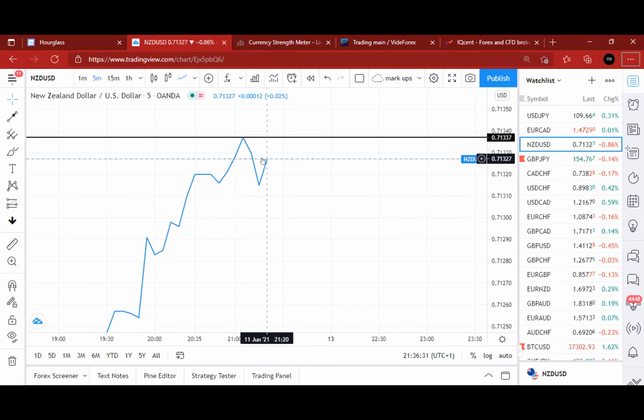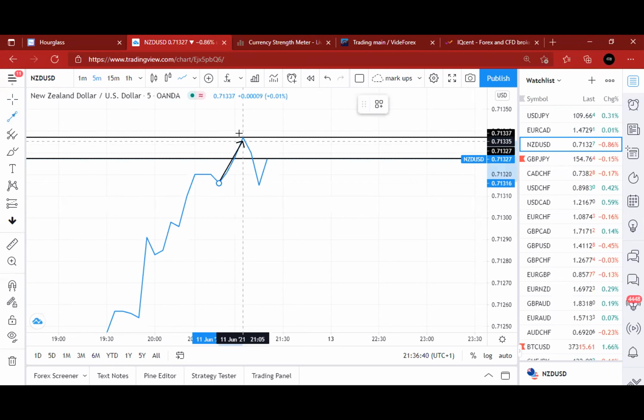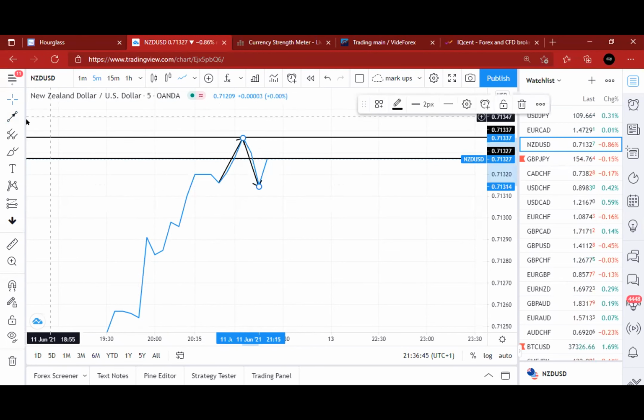Let me actually show you guys something. From here, it came up here. From there, it came down to this point. It might not get to this point. It might actually hit here and still tank.